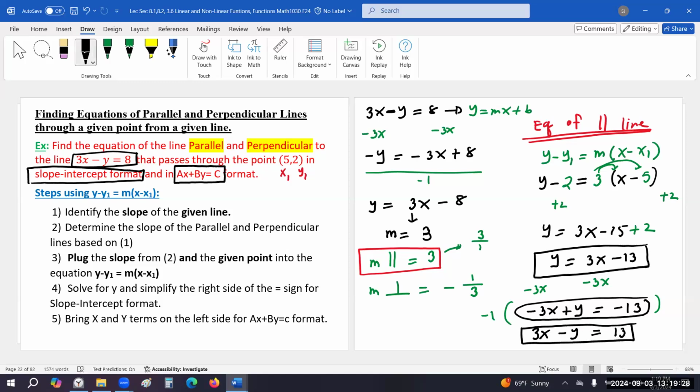And most likely you'll see this, because they don't want the 3x to be negative. They don't want to start with negative x. They want to start with positive x. And also they don't want any fraction. So if you're working with fractions, you also need to get rid of the denominator. But I noticed most of the time they ask for slope-intercept. If that's what they ask for, you're fine with slope for y. But for standard format, they don't want negative x, they don't want any fraction.